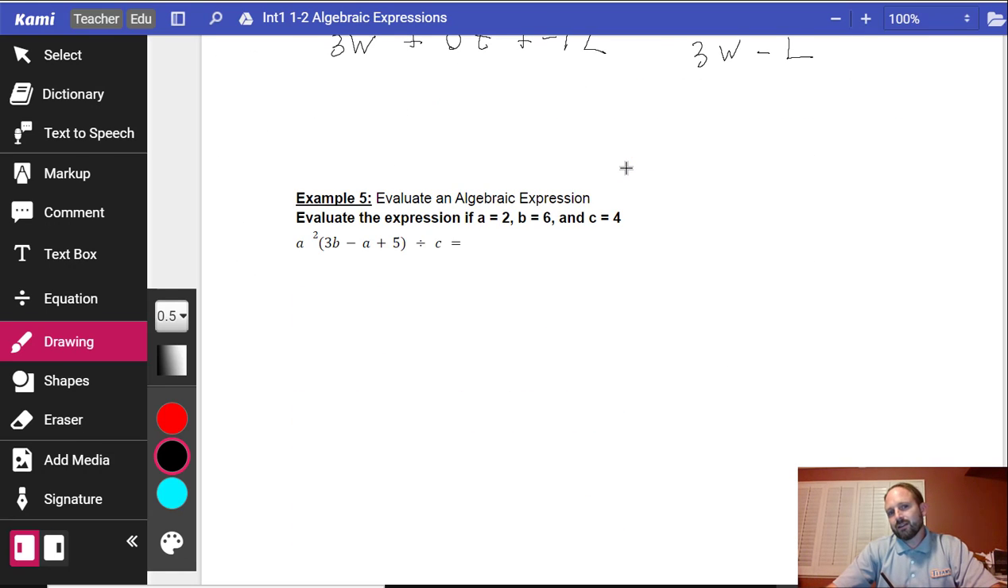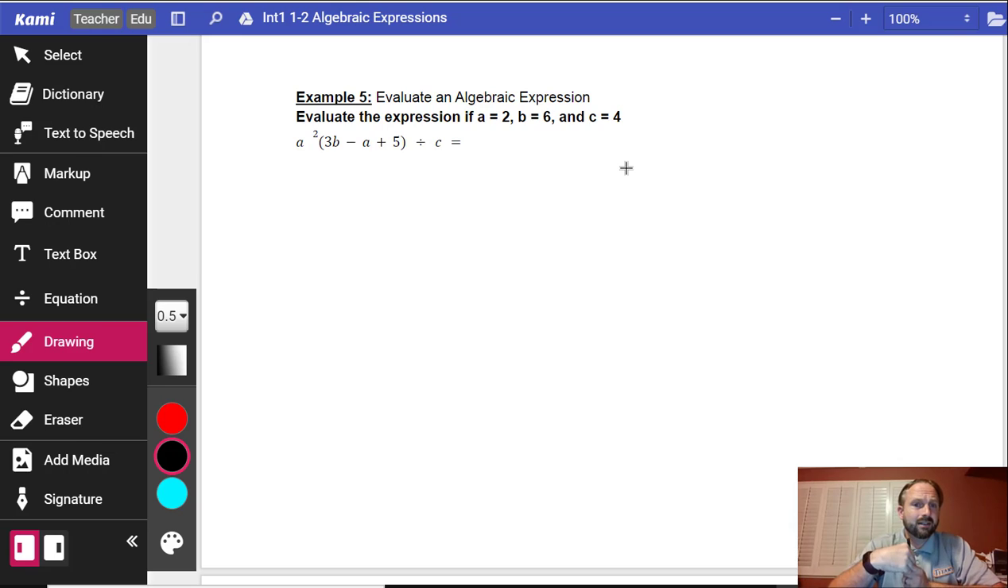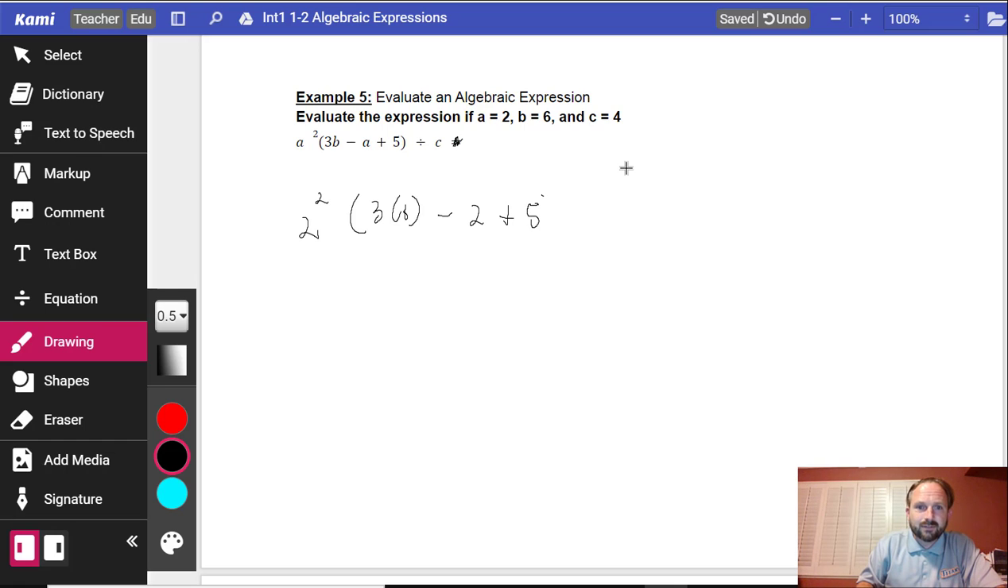All right, example 5. Evaluate an algebraic expression if a is equal to 2, b is equal to 6, and c is equal to 4. So once again, I'd take this off. I don't need this equal sign. Now I would do this thing called substitution. I would substitute the values for them. So it'd be 2 squared, and then 3 times 6 minus 2 plus 5, divided by 4. Using the order of operations, GEMS, I would do my groups first. I would solve everything in this group. So 3 times 6 is 18. Minus 2 plus 5 would be plus 3.